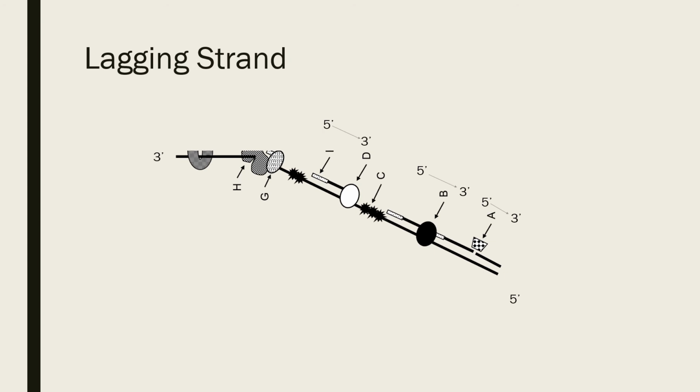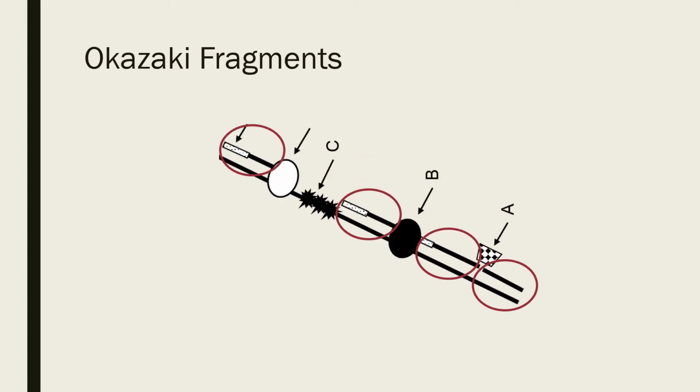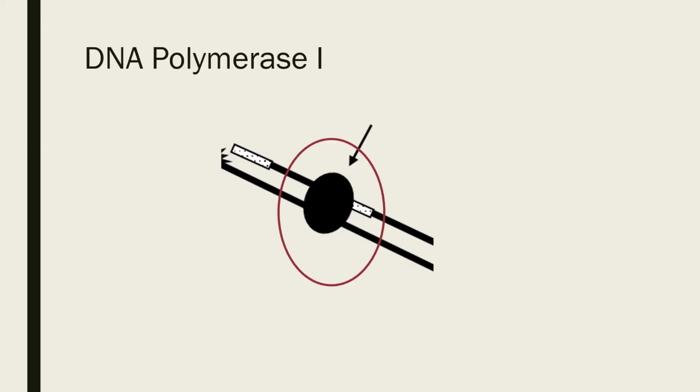On the other strand, it's the 5' end of the new DNA that's being expanded, meaning that DNA polymerase III has to continuously stop and restart DNA replication, creating what are known as Okazaki fragments. Okazaki fragments are the short, discontinuous segments of DNA on the lagging strand that need to be bound together to create continuous DNA. At this point, we still have RNA primers at the beginning of the continuous and discontinuous strands.